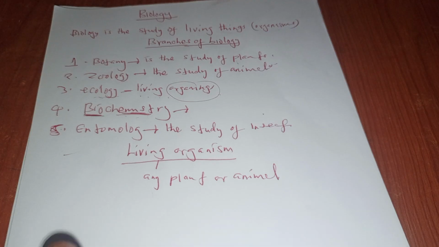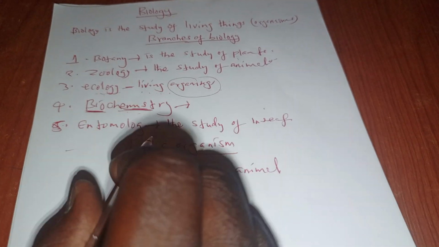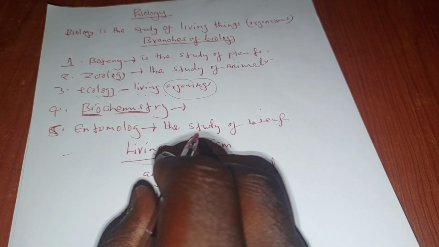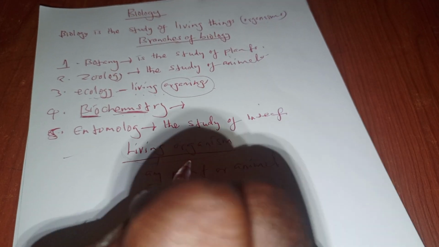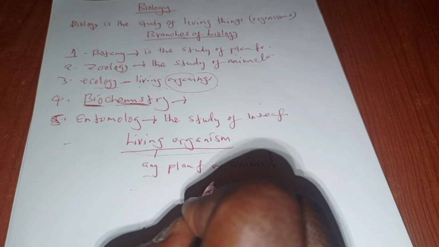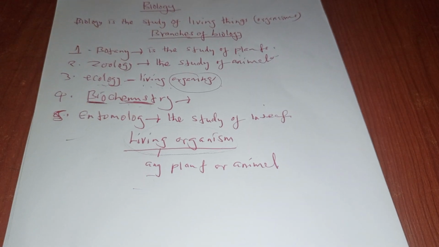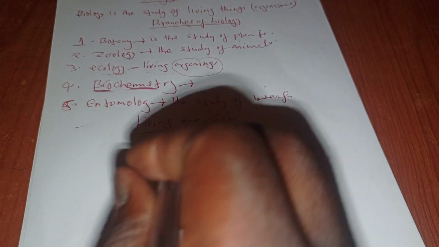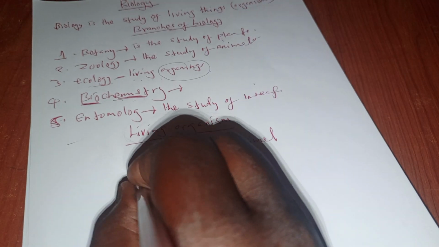Bacteria, fungi, etc. So this is about what we call living organisms, which include plants, animals, and also microorganisms. Okay, so I'll go to the characteristics of living things.